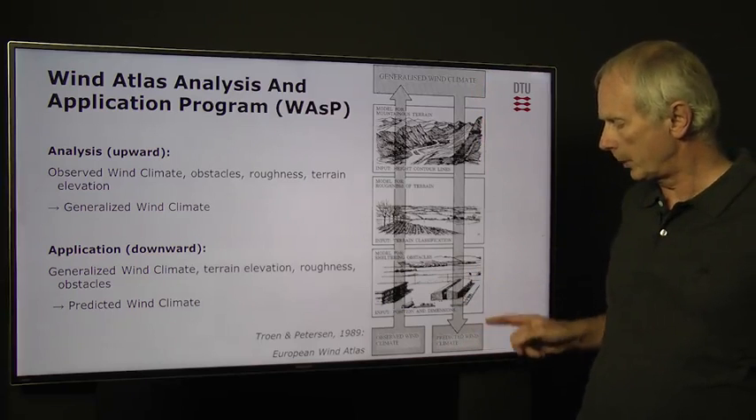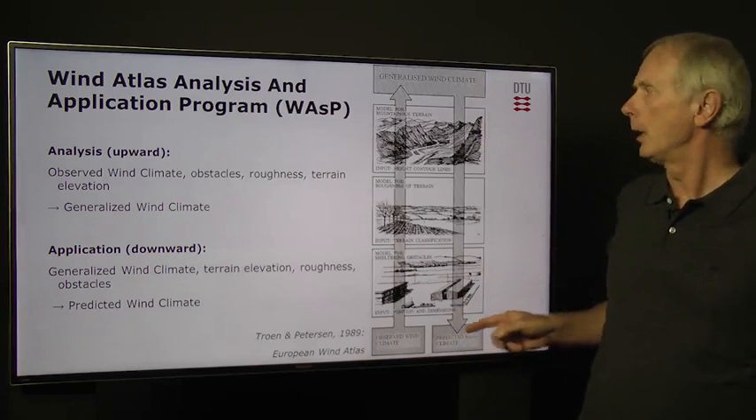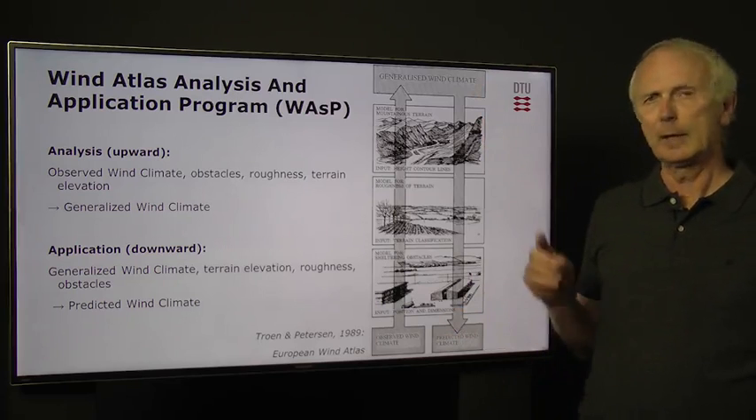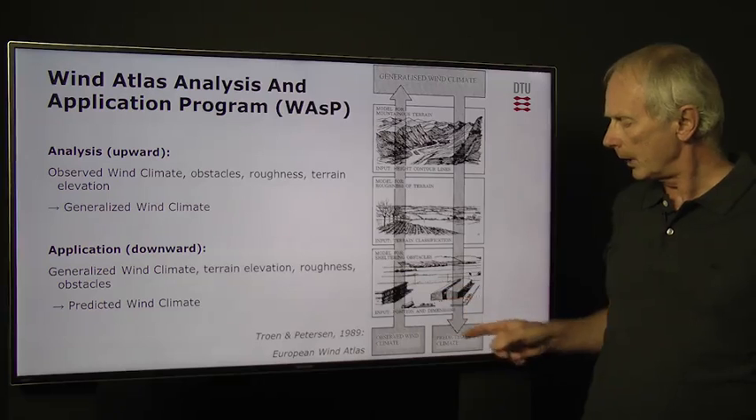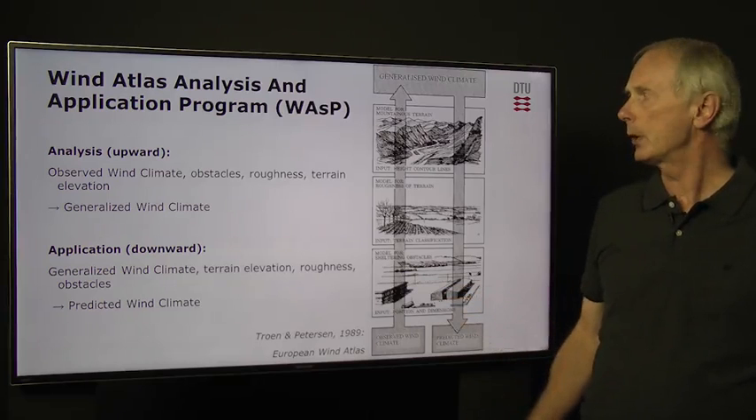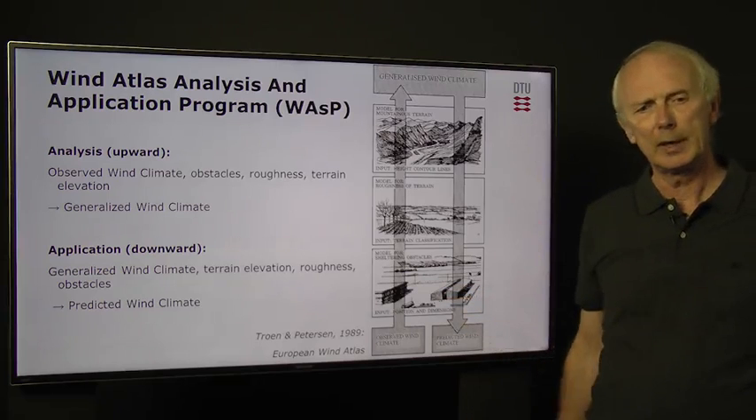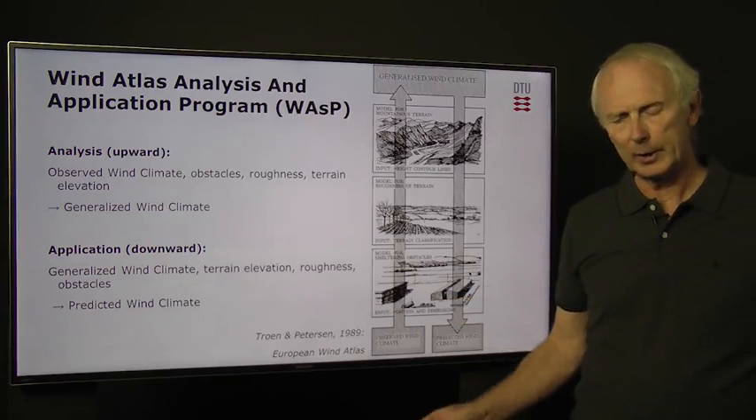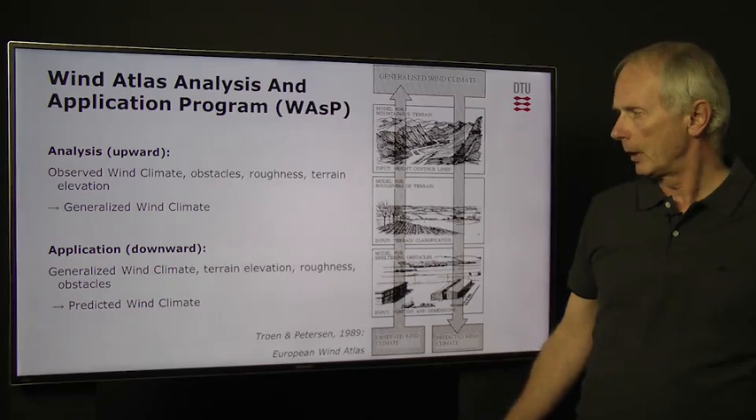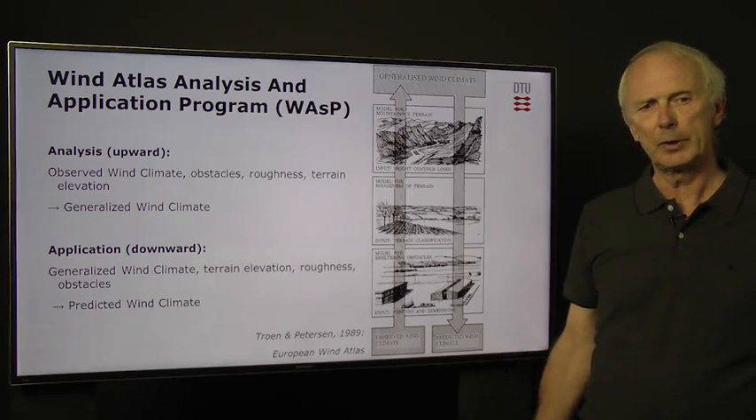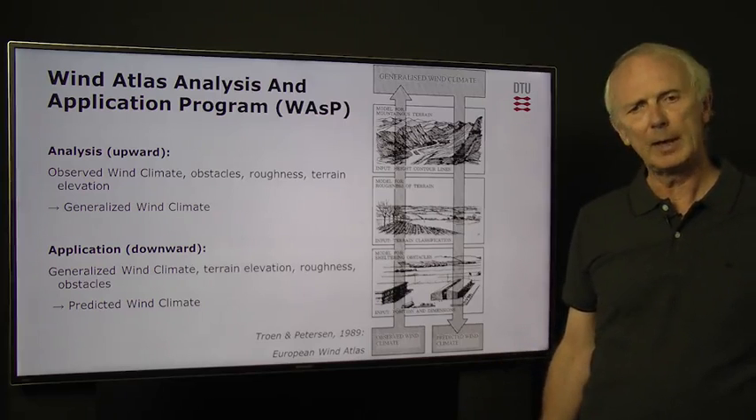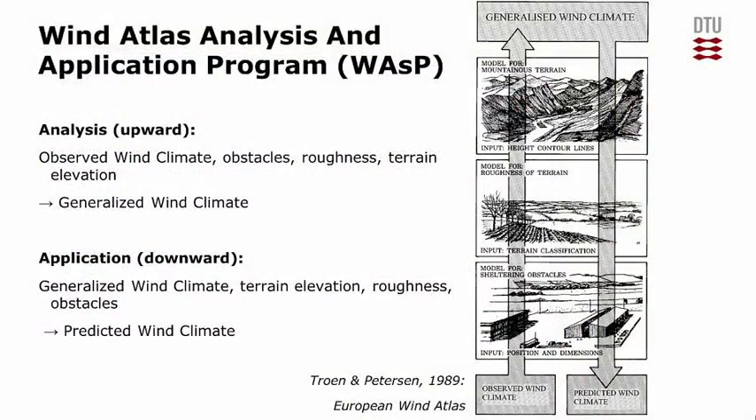So if we want to predict the wind climate at a specific place for a wind turbine, we first take into account the topography, then we put into the model the roughness of the terrain, and then if there are any obstacles. And in this way, we have made a model that can be used at a specific place that is within the same overall wind climate as the meteorological mast.